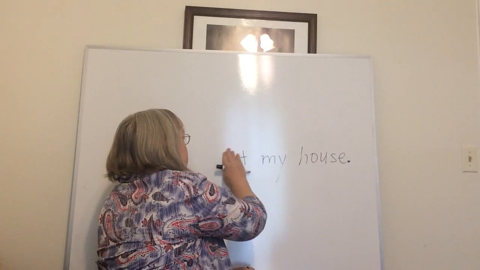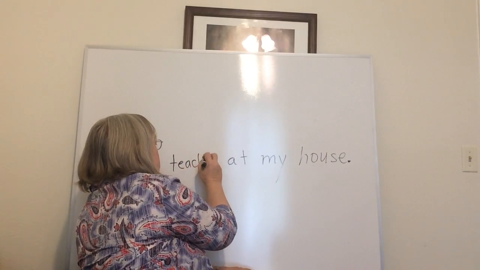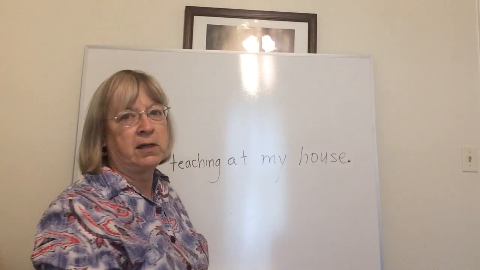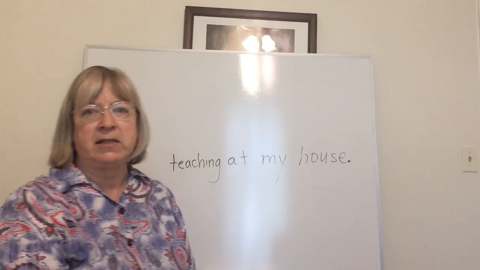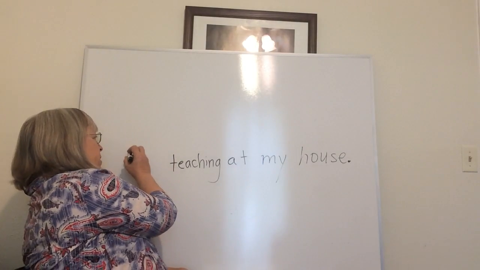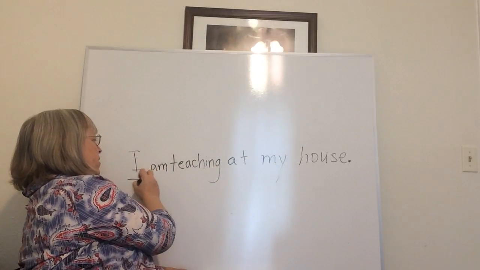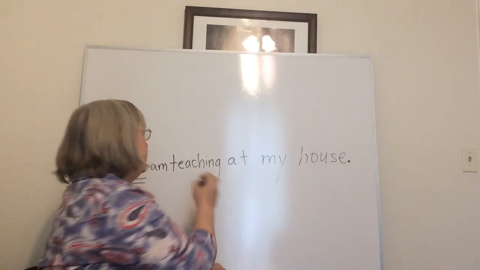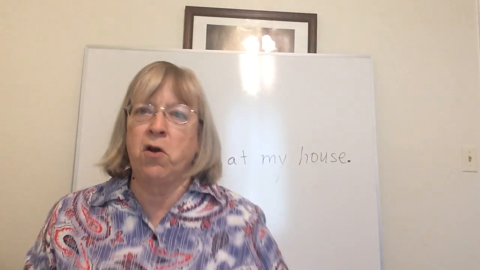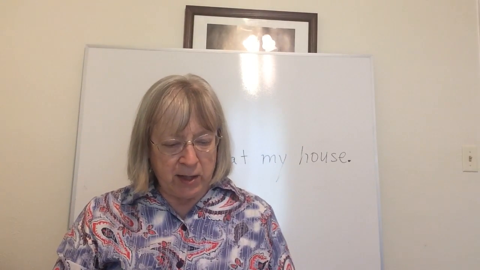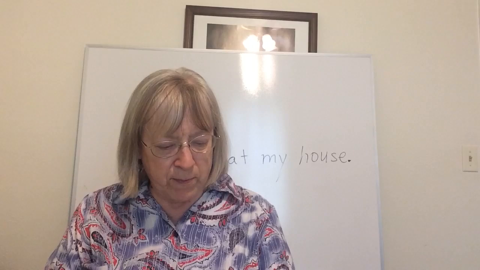So I might change it to "Teaching at my house." What is the subject? Who is doing the teaching? I am. That sentence does not have a subject yet. I am teaching at my house. Here is the subject, I. Am teaching is the verb. So when we are looking at English and making it correct, we want to make sure that sentences have subjects and verbs.